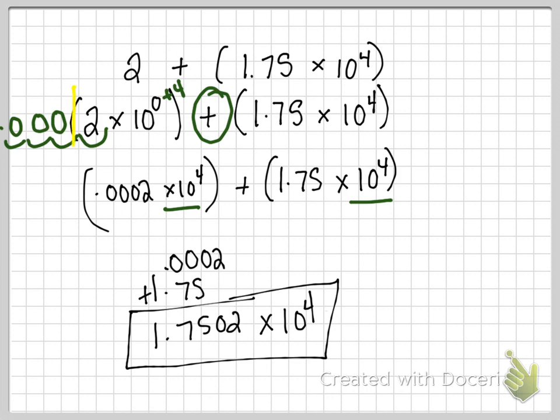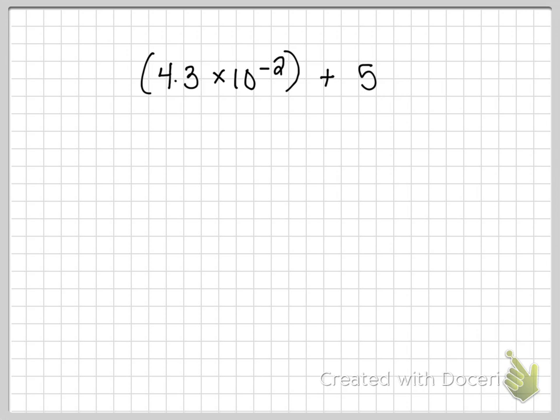Okay, you will see a couple like this where you're given a whole number. To write it in scientific notation, put it times 10 to the 0. Okay, last one. Try this one on your own.